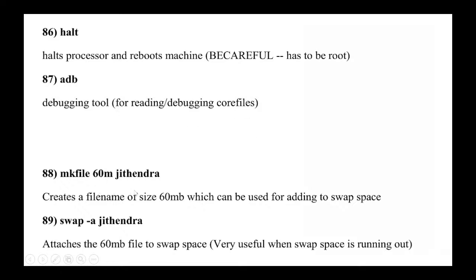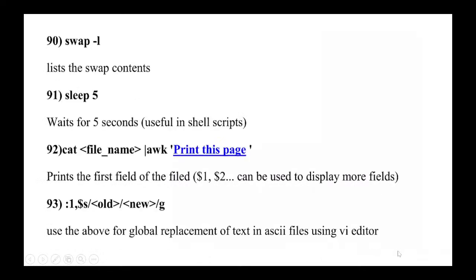mkfile 60m filename creates a file of size 60 MB which can be used for adding to swap space. Next one is swap -a. Okay, Jitendra, this is an example: it attaches the 60 MB file to swap space. Very useful when swap space is running out. So 90th one is swap -l, which lists all the swap contents.